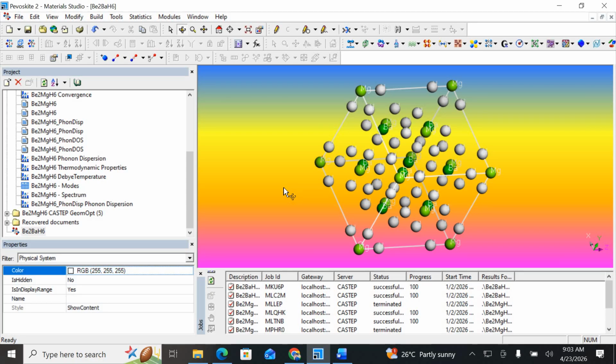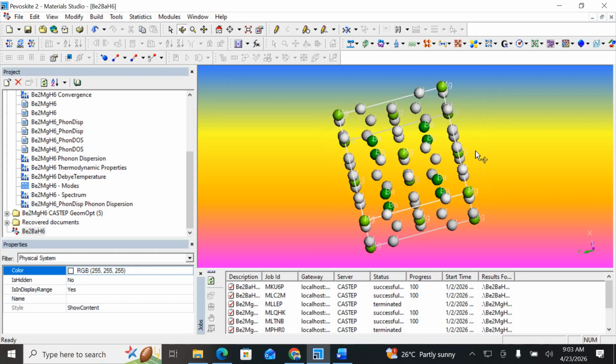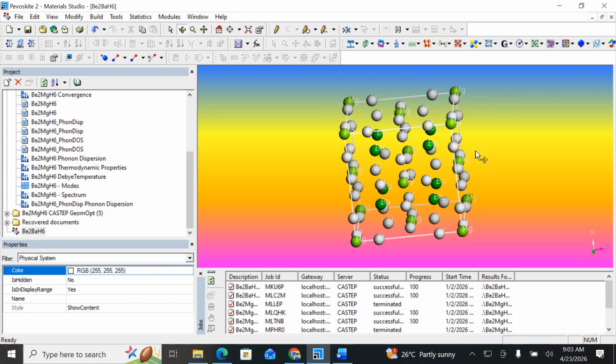I would like to mention that as the course is about hydrogen storage, I'm relating the thermodynamic and dynamic stability with hydrogen storage application. So if you are studying electronic properties, photocatalysis, or catalysis, you should do thermodynamic and dynamic stability.